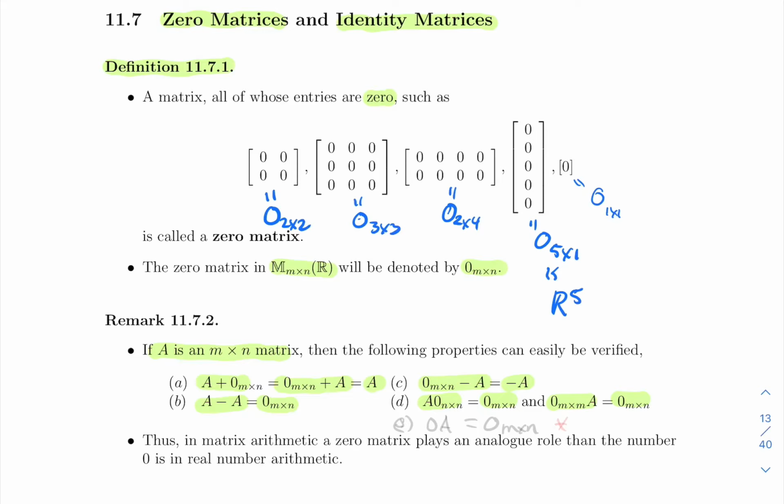There's actually one property missing here that I'm going to add. If you multiply A by the number 0, so we're really talking about scalar multiplication here, you're going to get the zero matrix, since every entry is multiplied by 0. So really the zero matrices are just the higher dimensional zeros that we're used to.